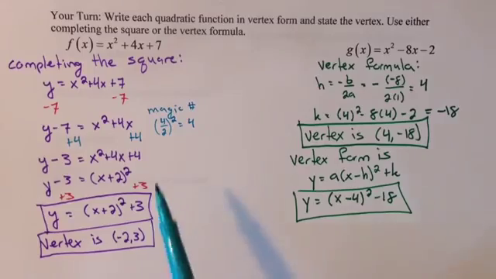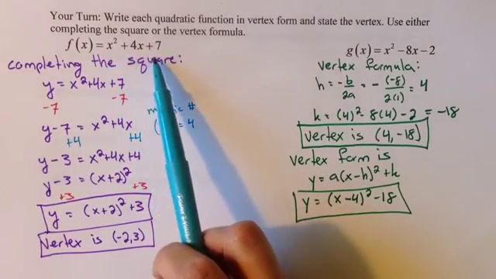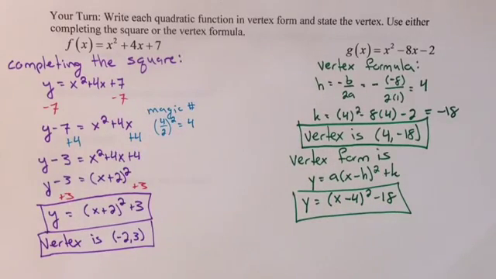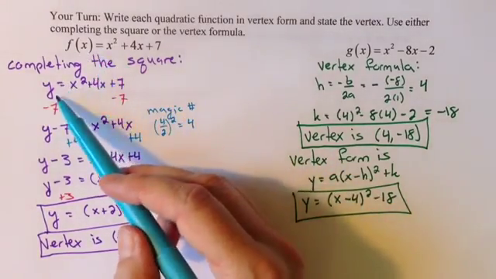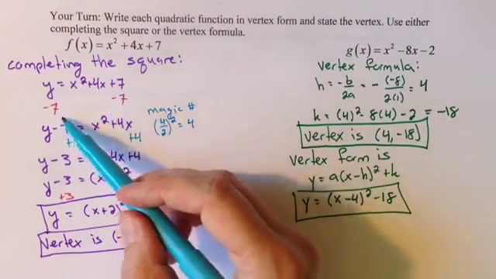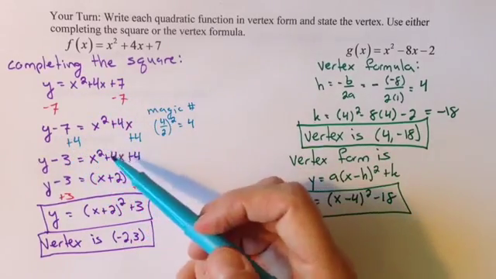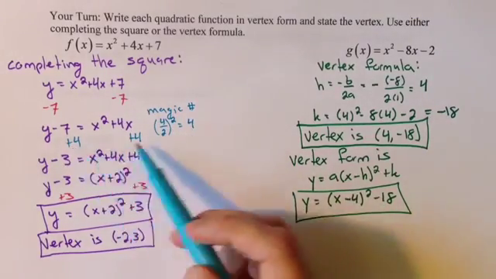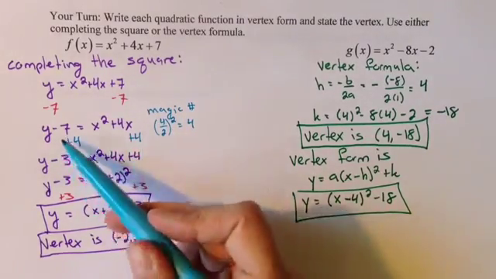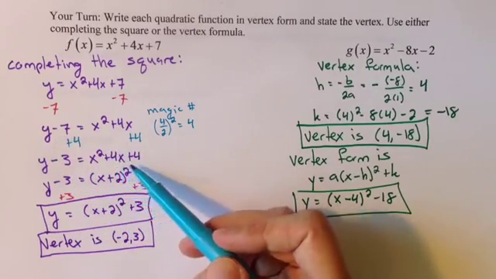I decided to do the first problem by completing the square. So I have x squared plus 4x plus 7, and I'm trying to get this thing into its vertex form and state what the vertex is. So by completing the square, I start by replacing f of x with y, and then I move the constant over so that the x's are by themselves. So I have y minus 7 is x squared plus 4x. Then I find the magic number, which turns out to be 4, and I add that to both sides of the equation. That gives me y minus 3 equals x squared plus 4x plus 4.